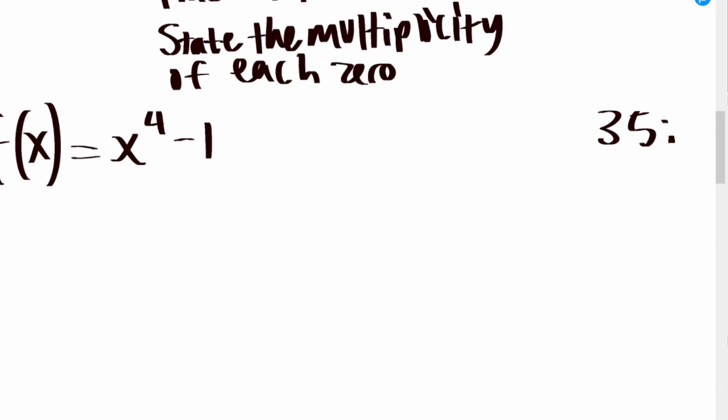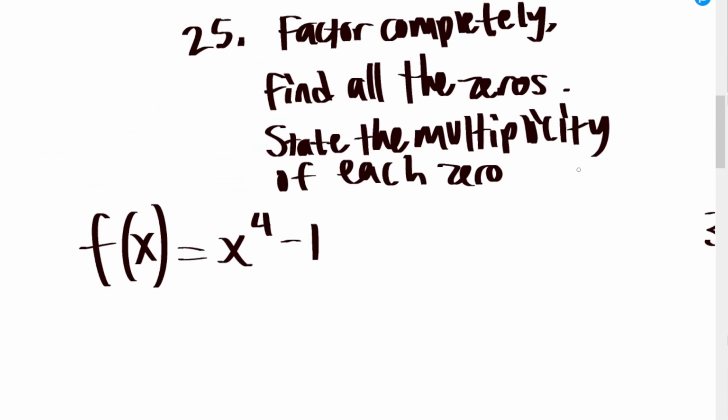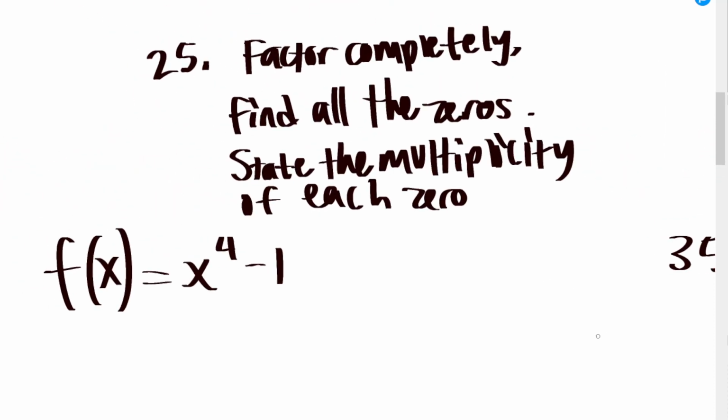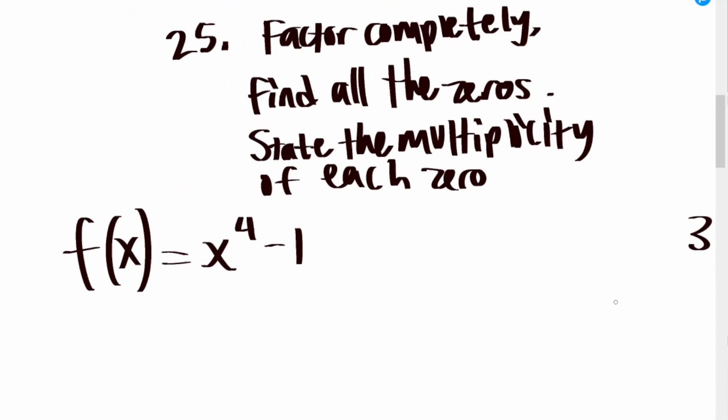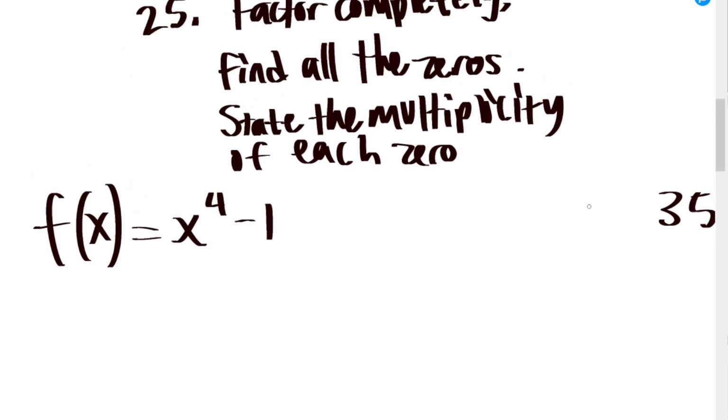Hi, today in this video, first, I'm losing my voice a little bit, but we're going to look at 3.5, specifically the questions 25, 35, and 55. And what 25 says is factor completely, find all the zeros, state the multiplicity of each zero.